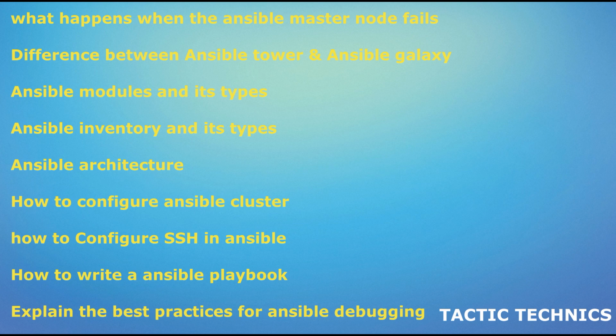Dynamic inventory. This type of inventory is generated dynamically, often using a script or a plugin. It can retrieve information about managed nodes from cloud providers, network devices, or other sources, and it can also use variables to set node attributes.